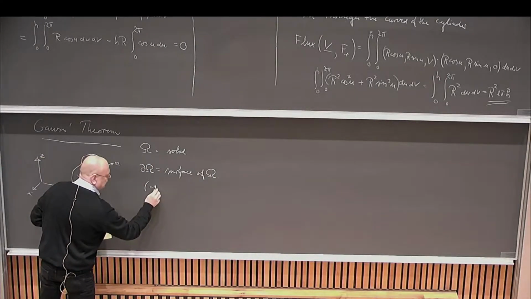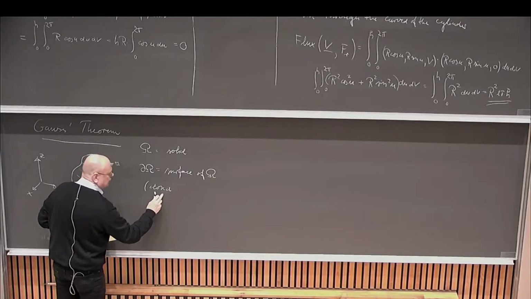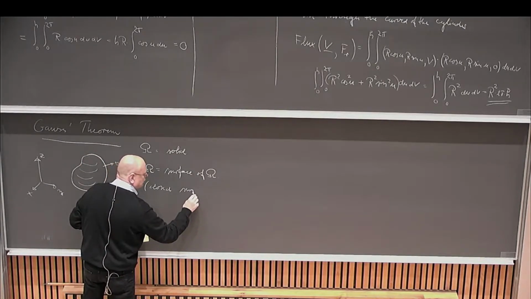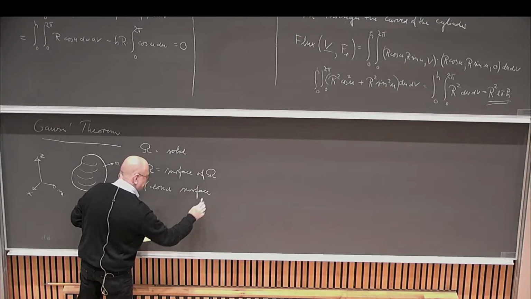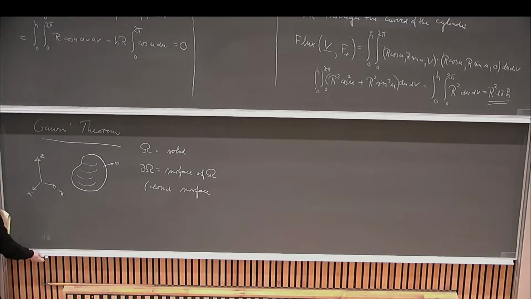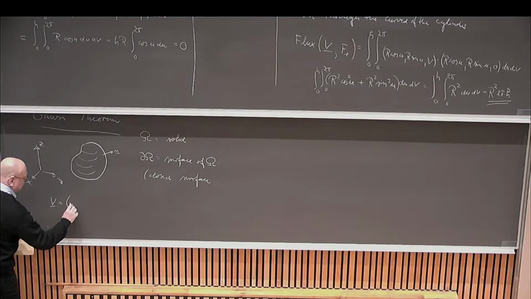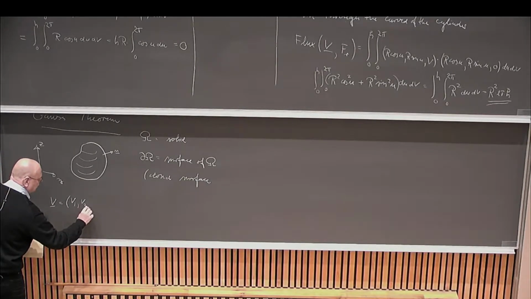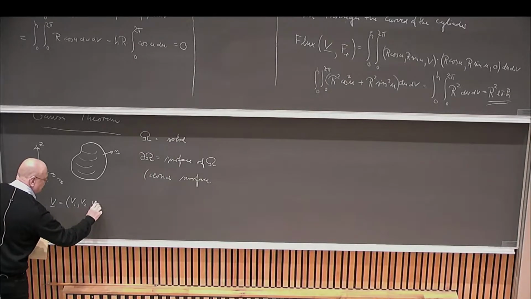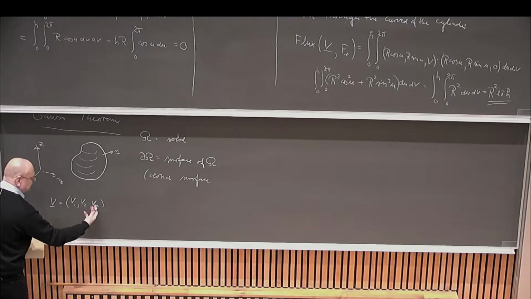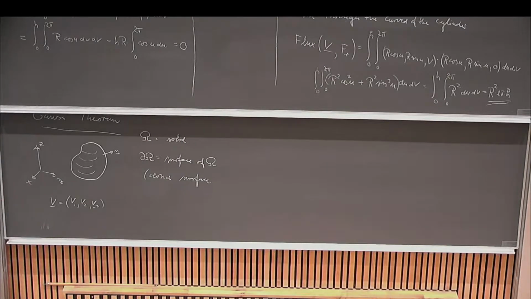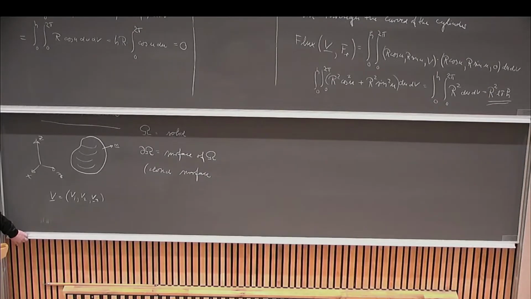And I write this because this is of importance. Closed surface. And then we are given a vector field with the three coordinates, v1, v2, and v3. And these are functions of x, y, and z, and it applies everywhere in space, this vector field.